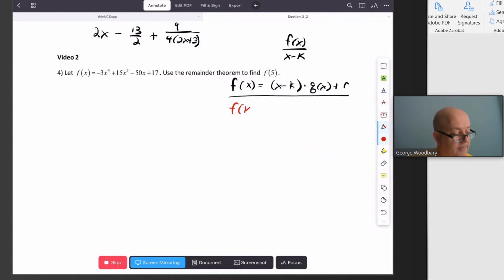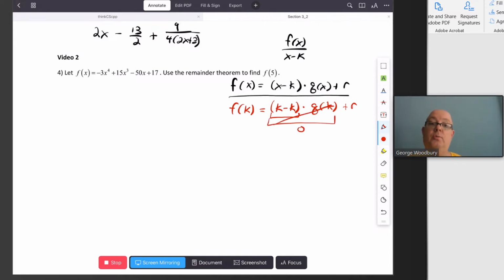If I'm trying to find f of k, I put in k for x. So that's going to be k minus k times the quotient evaluated at k plus the remainder. But k minus k is 0, and that makes this whole product 0, leaving only the remainder. So if we do synthetic division and we get a remainder r, that is also the function evaluated at k is equal to that number. And so we're going to use that.